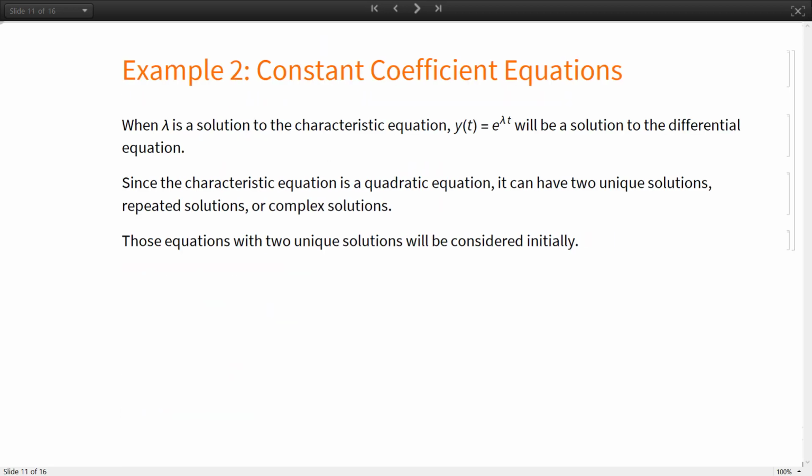When lambda is a solution to the characteristic equation derived on the previous slide, then y of t equals e to the lambda t will be a solution to the differential equation. Since the characteristic equation is a quadratic equation, we can have either two unique solutions, repeated solutions, or complex solutions. We will first consider equations where the characteristic equation has two unique solutions.